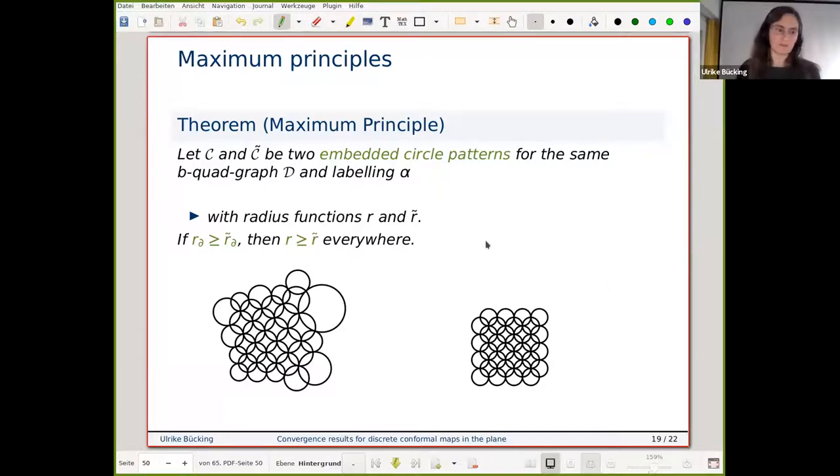So just to state it, if you have embedded circle patterns with the same combinatorics and the same intersection angles, and you consider the radii of corresponding circles, then if you know that for one pattern all the radii of boundary circles are bigger than for the second one, then you can deduce that this holds everywhere.